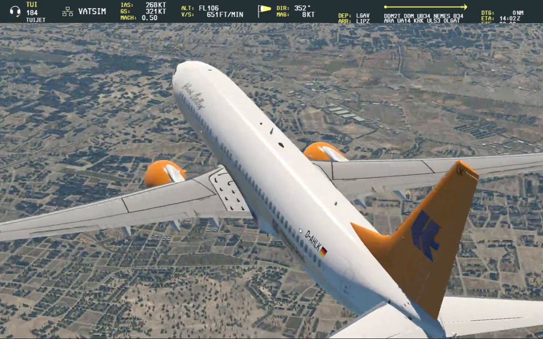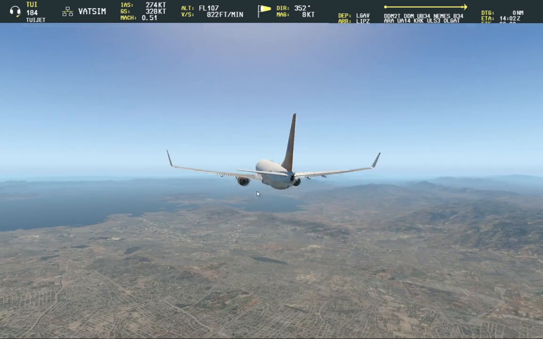Oh yeah, when I zoom in, I can see the houses. When I zoom out, they get hidden. Probably to maintain the frame rates.